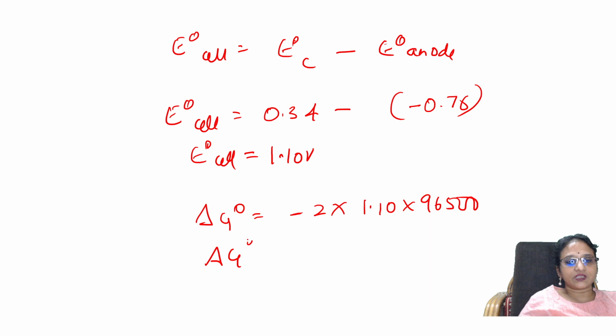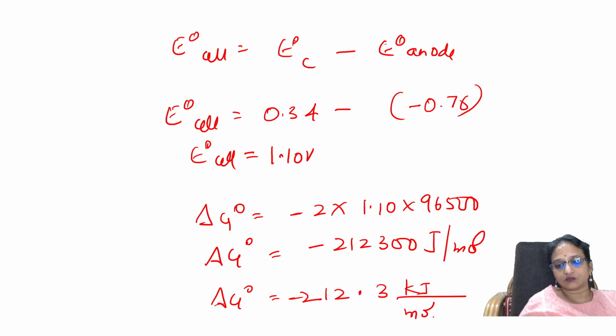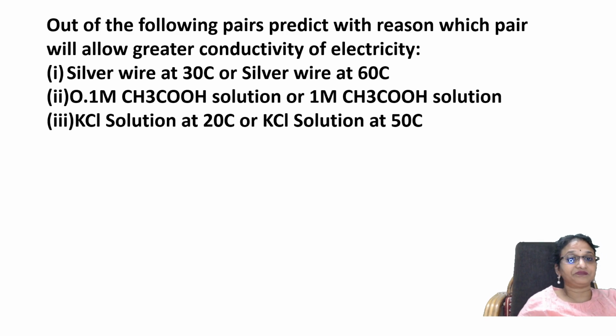Now substitute. Delta G naught is minus 2 into 1.10 into 96,500. When I solved it, I got an answer of 212,300 joules per mole. I'll convert this into kilojoules. It becomes 212.3 kilojoules per mole. That's easy.